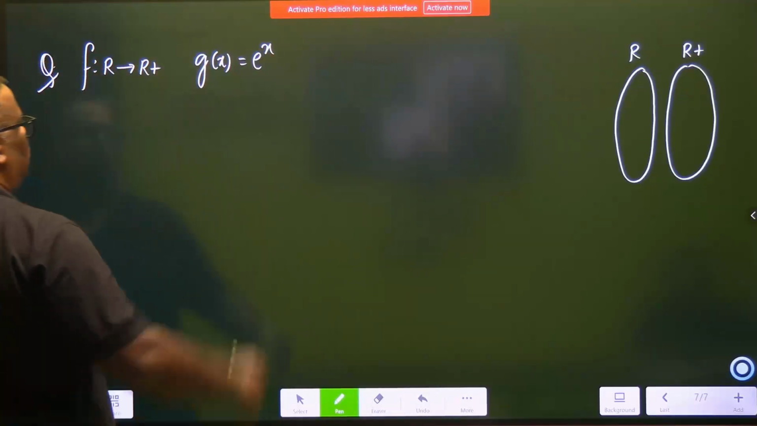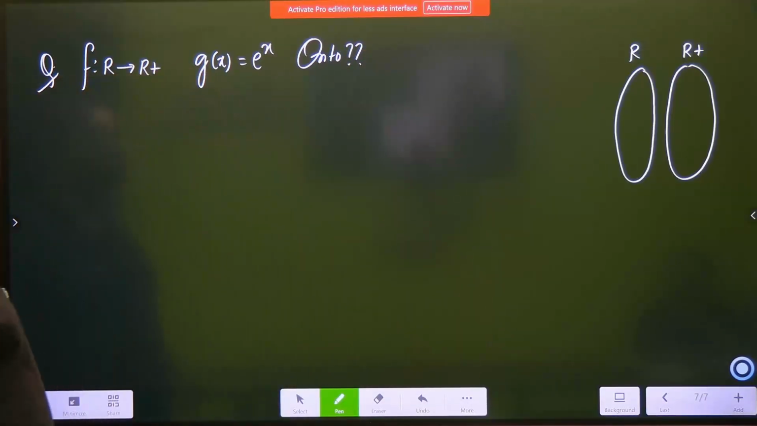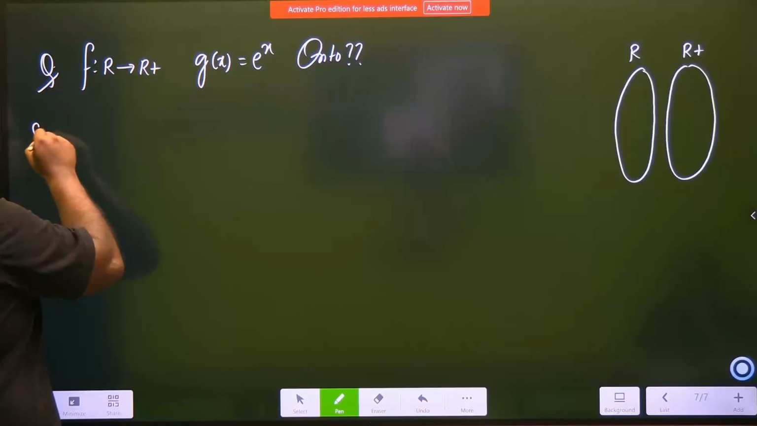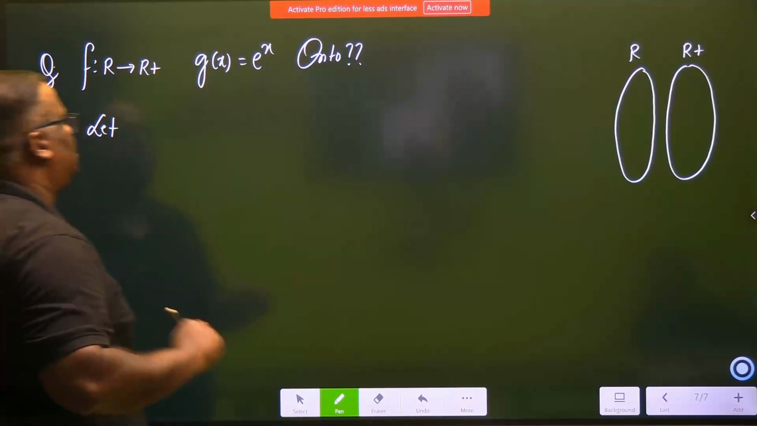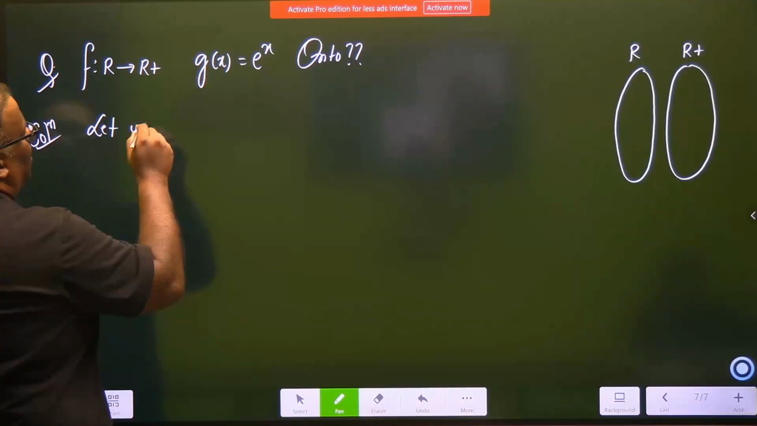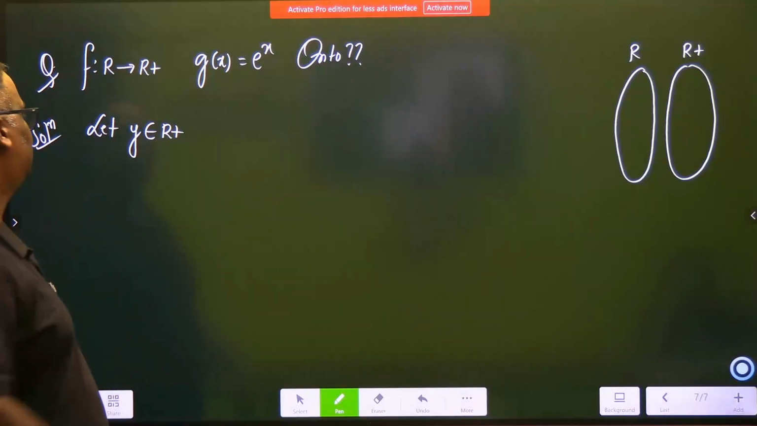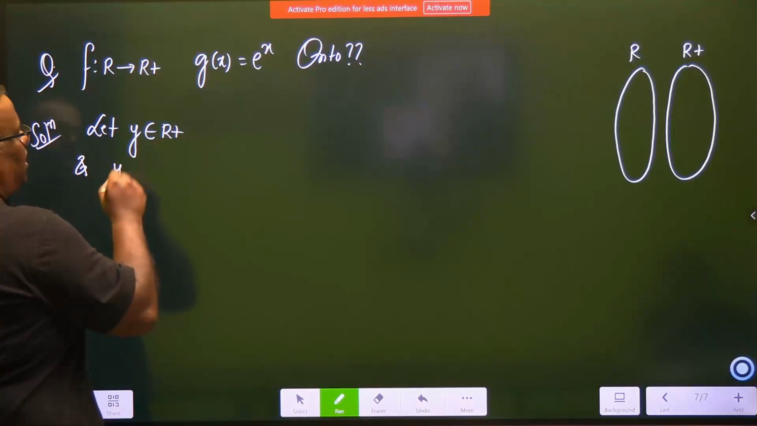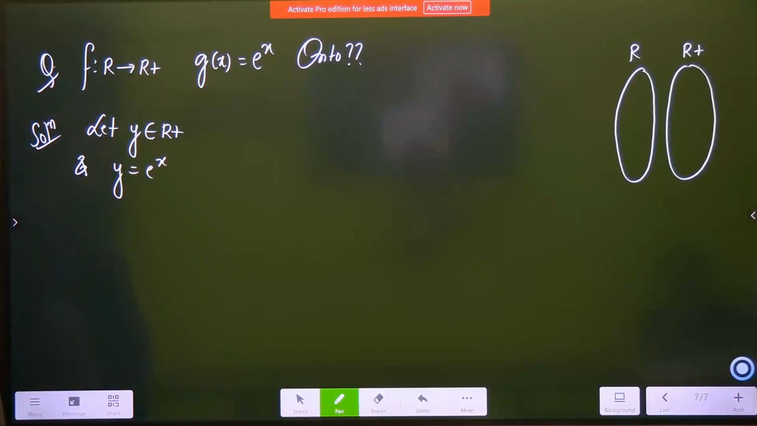So let's proceed. We have to check this function for onto, whether it is onto or not. Some basic things you should know, that's all. So for g of x, we will say let y belong to R plus. Agreed? And y is equal to e to the power x. Clear? y is equal to e to the power x.